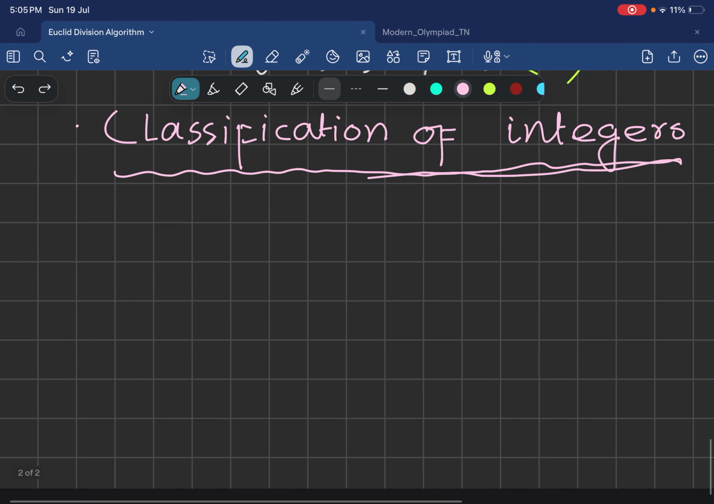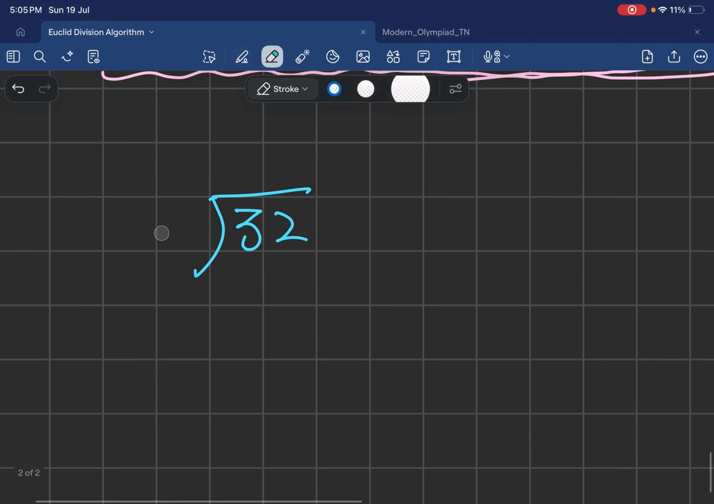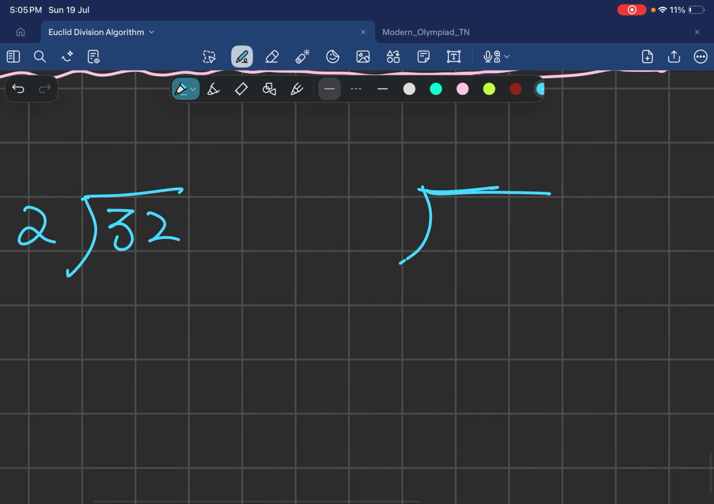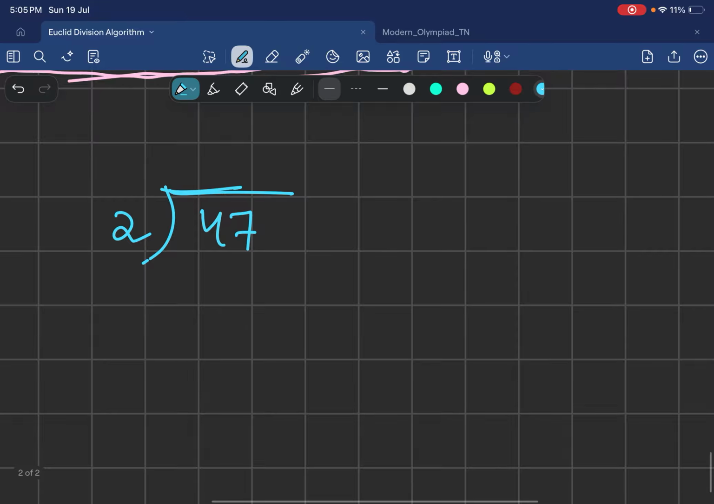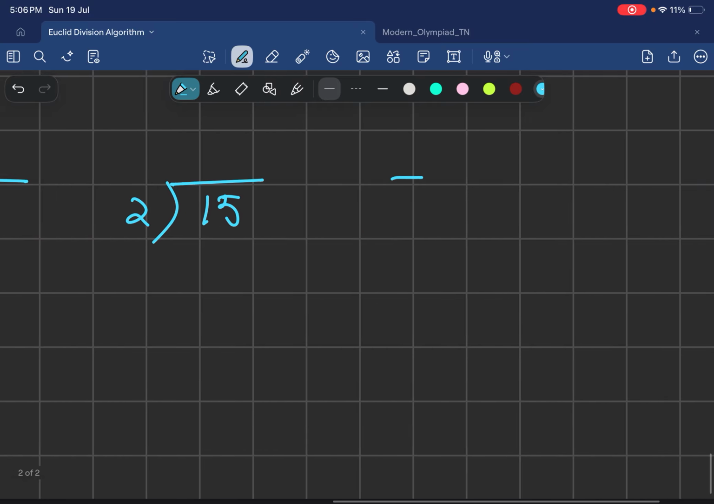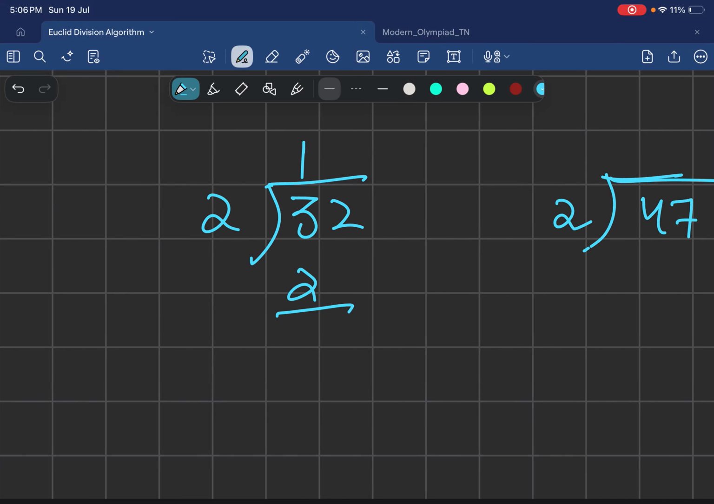So if you take any number, let's just say we are taking 32 and we are dividing it by 2, and then you take any other number, let's just say 47, and you divide it by 2, and let's say you take 15 and divide it by 2, and let's say you take any other number, you divide it by 2 as well. Let's see what happens. 2 ones are 2, and then you bring 2 down, and 2 6s are 12, and you get a remainder of 0.